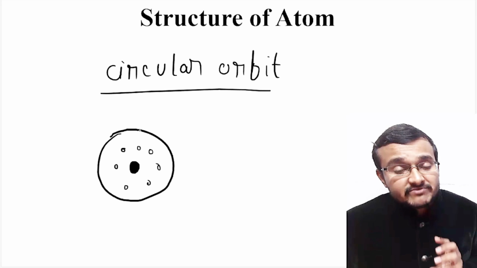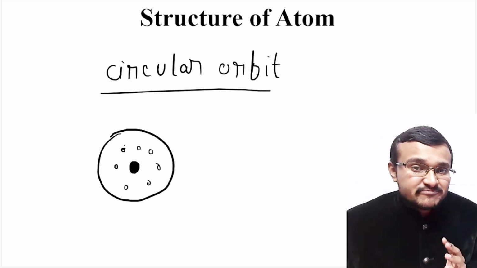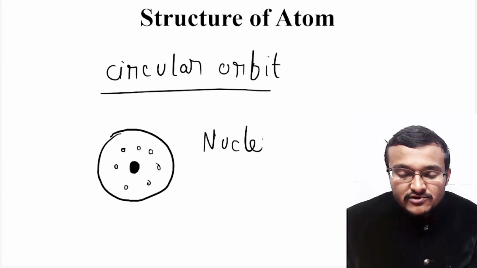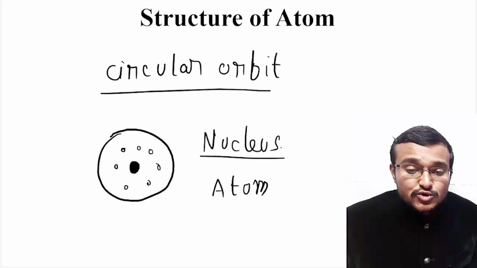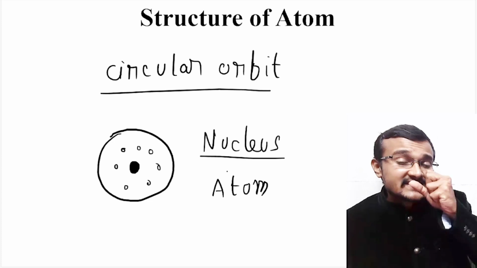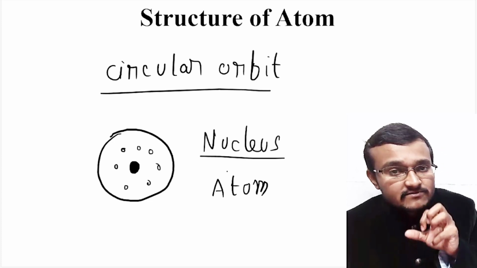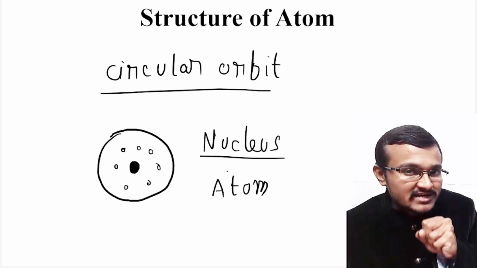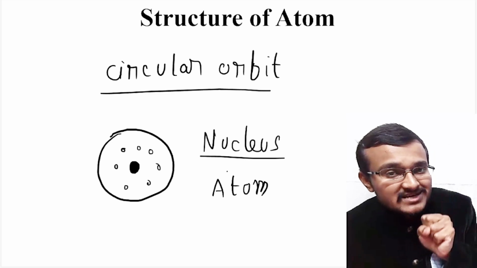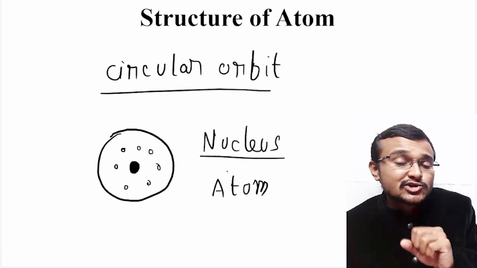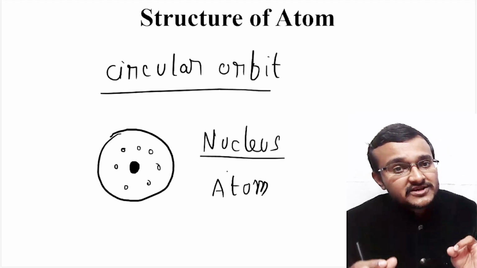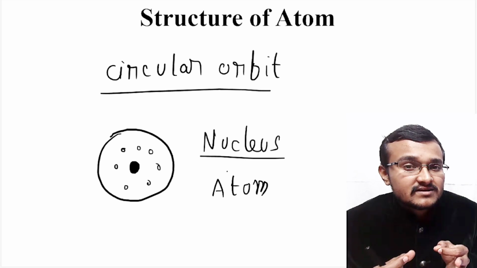One more important thing you should remember is that there is a lot of empty space present in an atom. So if you compare the size of the nucleus with the size of an atom, the nucleus has a comparatively smaller size than the atom, because the nucleus is inside the atom at the center, which is positively charged. The nucleus is smaller in size compared to atomic size, and electrons revolve in a circular orbit around this nucleus. This is Rutherford's atomic model, which explains the structure of an atom.